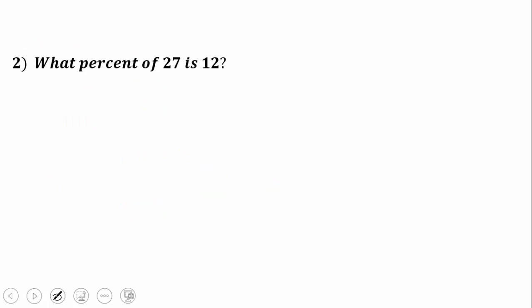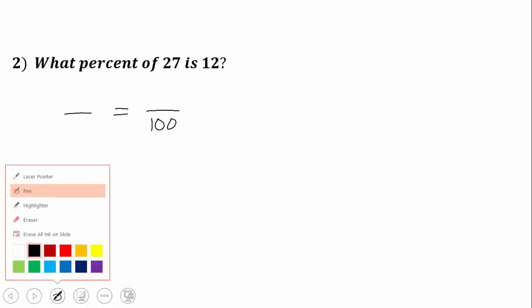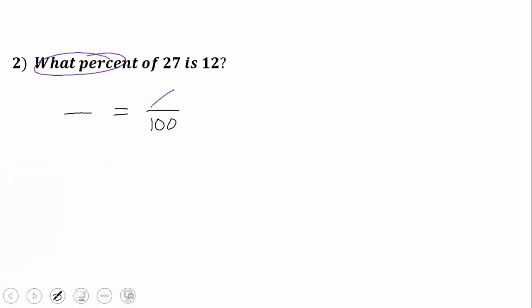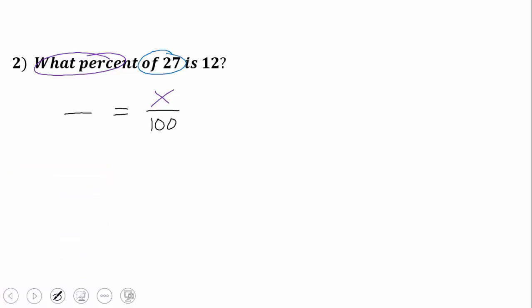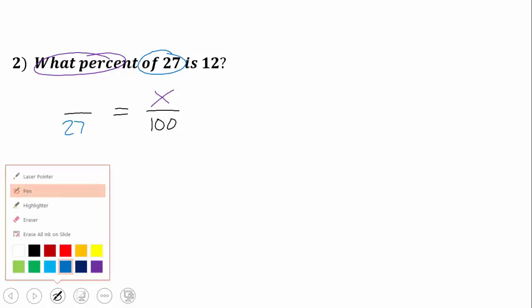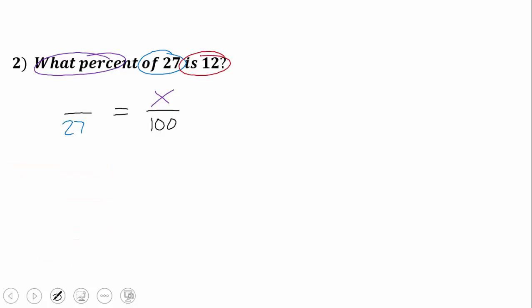Our next example, again, finding percent. Starting out with my template. Again, you don't have to write your template at first if you don't want to. I like to. It says what percent? Well, I don't know what percent, so that's my variable. Of 27. Well, of is 27. Of is the whole, so 27 goes on the bottom of the first ratio. Is 12. 12 is the part. That goes on the top.